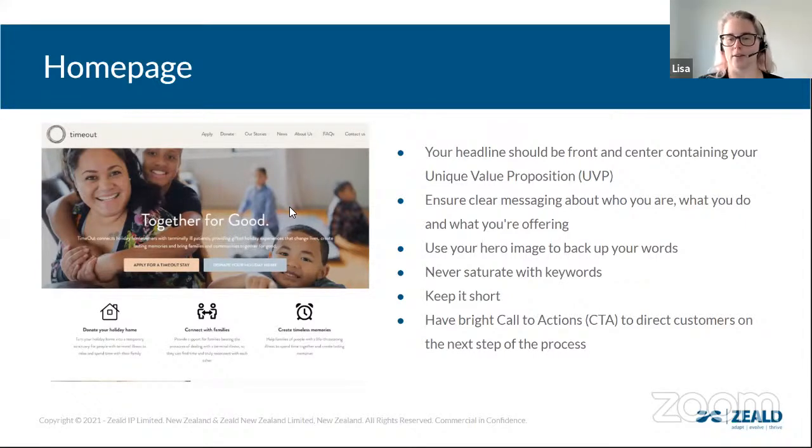Now the unique value proposition needs to have clear messaging about who you are, what you do, and what you're offering. This is that sort of 5 seconds that someone lands on your website and they're making that decision on: is this where I need to be? Is this the answer to what I'm looking for? Do I need to scroll down to then lead me further through the website to find what I need? Without this, people often get confused. They land on a website, they think maybe it's the wrong place.